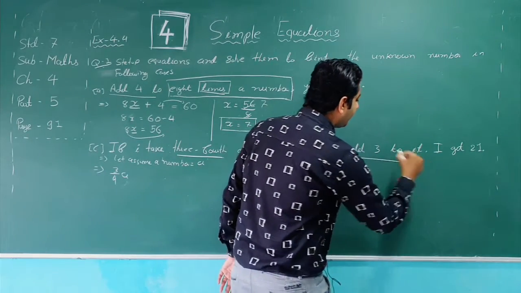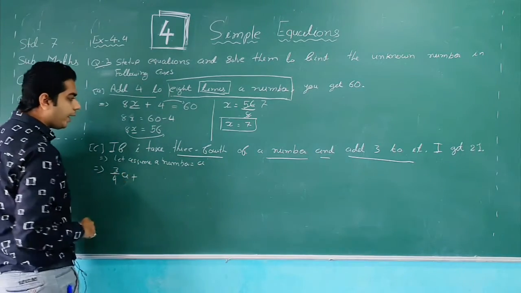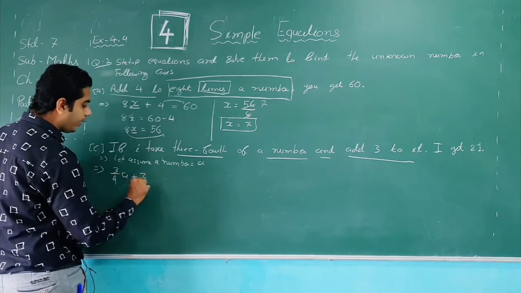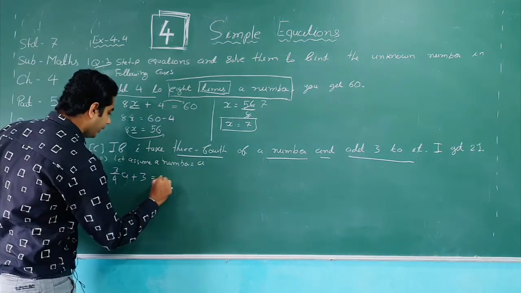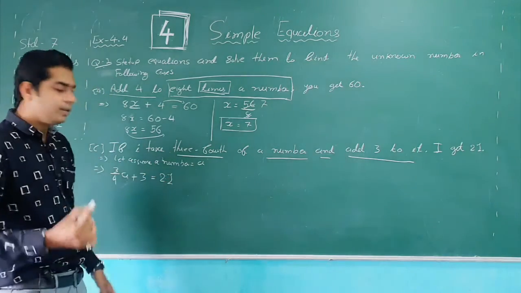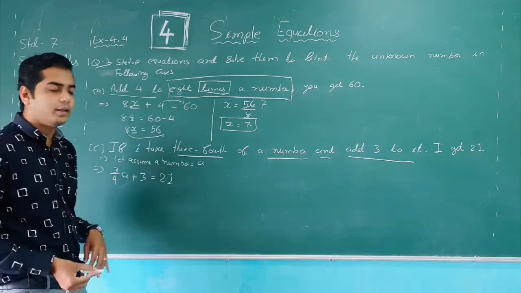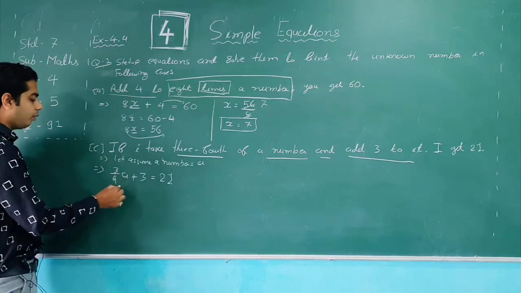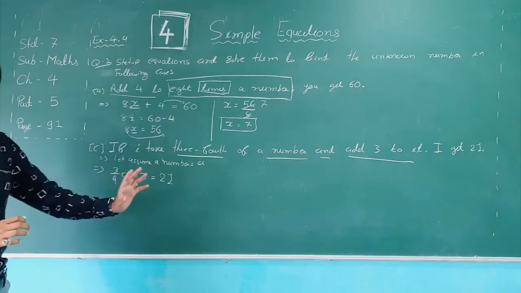And add 3 to it. अब 3/4 of a number लिया. Now what I have to do? I have to add 3 into it. What do I get? I get 21. It is very easy. 3/4 of a number, then add 3, I will get 21. So 3 by 4 a plus 3 is equal to 21. Now the equation is set up properly.